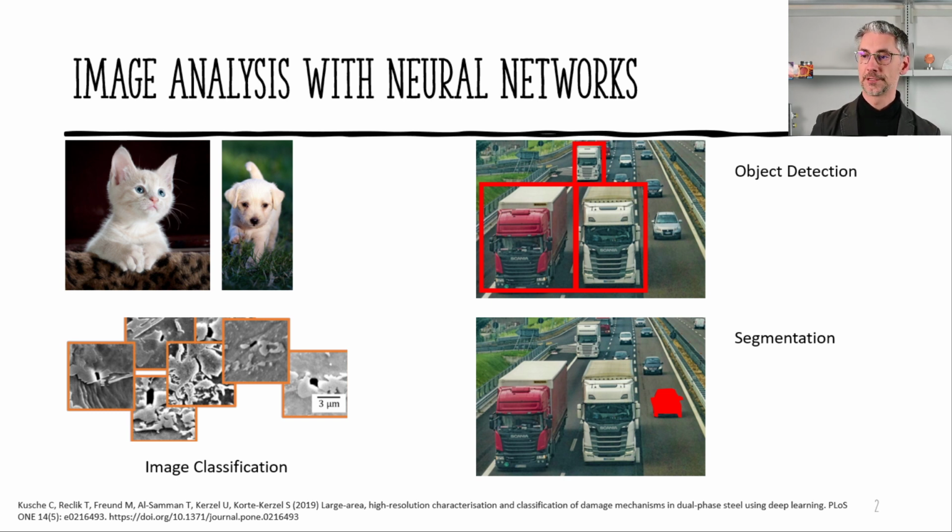You can also do object detection, here illustrated with the lorries on the motorway. Where exactly do we find a lorry? Or we can have segmentation, where we mask sort of the instance of this car in this example. So these are all applications that we can do with neural networks.